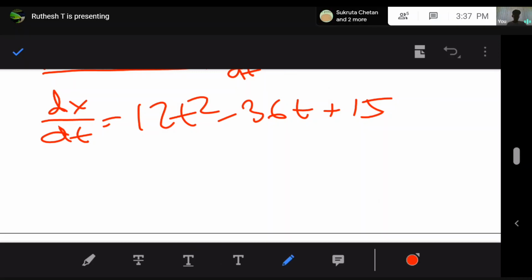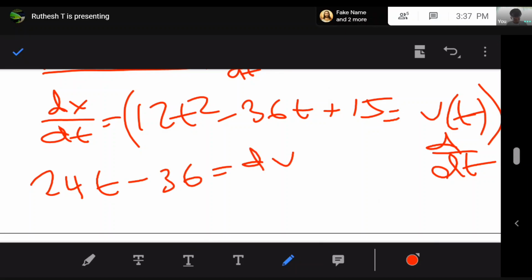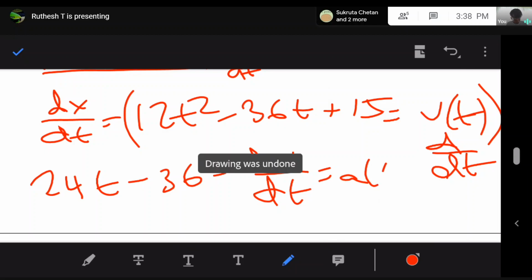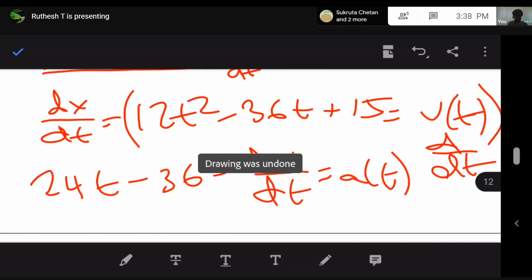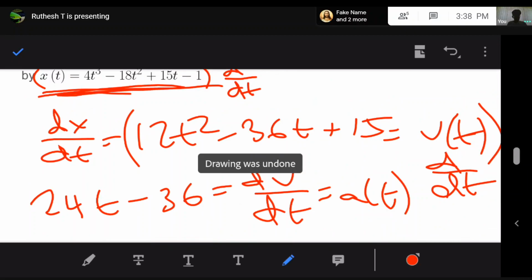This turns out to be the velocity function, because when you take the derivative of a position function you get velocity, and we can actually differentiate this again to get 24t minus 36 equals dv over dt, which turns out to be the acceleration function. So when you get the position function, you can figure out a lot of things about velocity and acceleration as well.